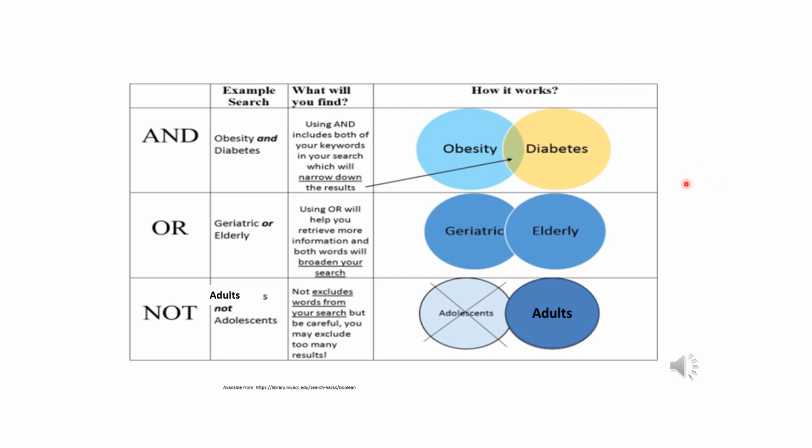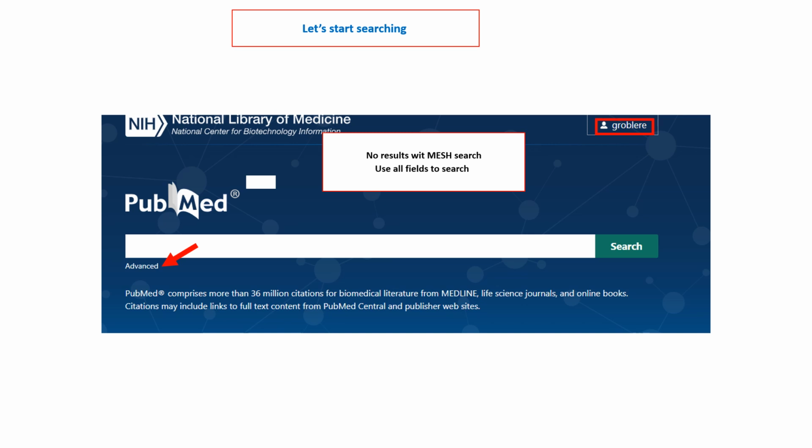So you're looking for articles on adults, but not teenagers or adolescents. So then you will use not. Adults, not teenagers or adolescents. So let's start.